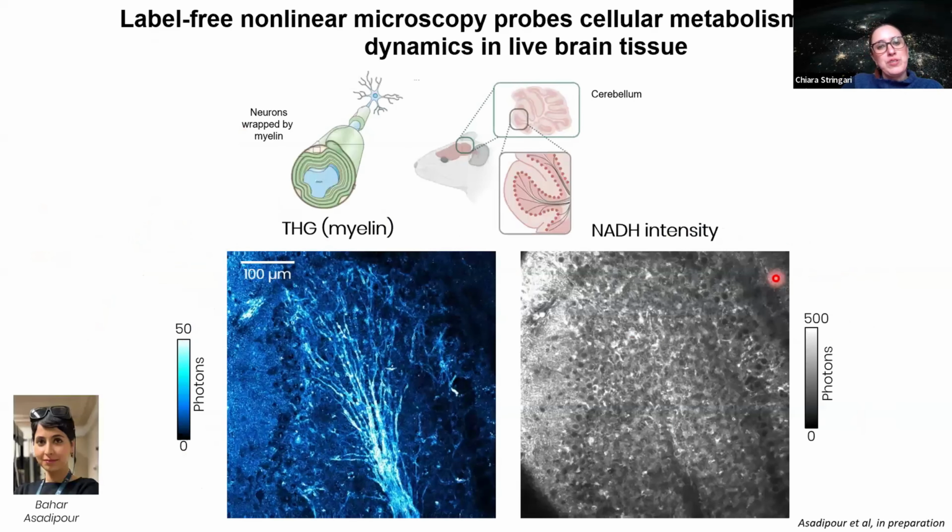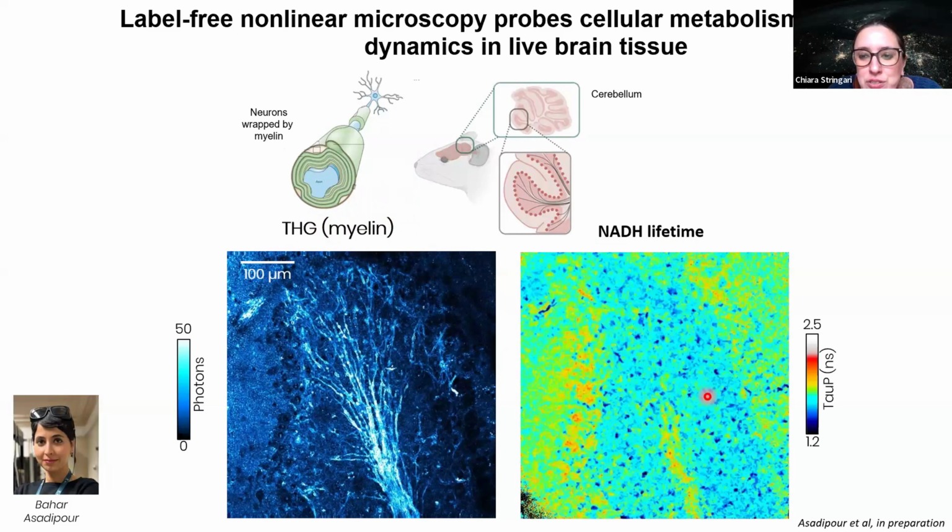So what we're doing here at LOB in the brain, Bahar Asadipur during her PhD has been measuring NADH intensity and lifetime in organotypic slices of cerebellum. And in the context of myelin formation, we do THG imaging to probe the myelin distribution and NADH two-photon excitation to map the heterogeneity of NADH intensity. So with lifetime, we can measure the lifetime of NADH in every pixel of the image.